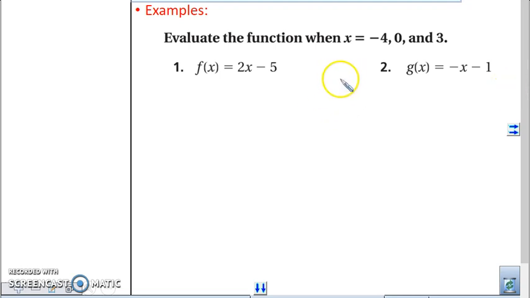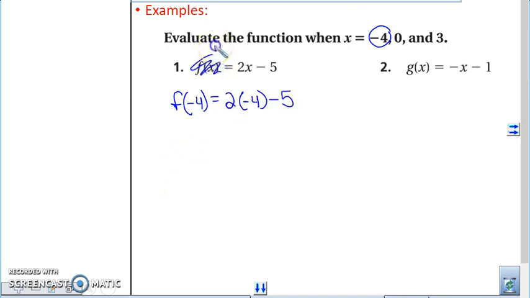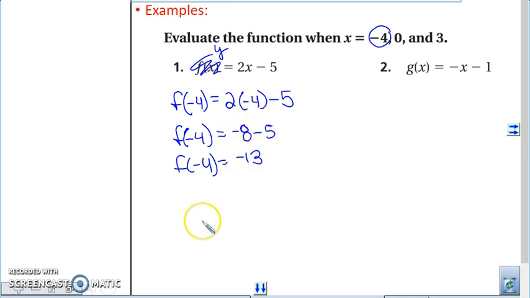Okay, here's how we write in function notation. When we plug in -4 for x, this is what happens. F of x, I see x there, I'm going to plug in -4, equals 2 times -4 minus 5. Remember, this also just means y. Now we're going to solve. F of -4, y equals 2 times -4, -8, minus 5. F of -4, y equals -8 minus 5, -13.